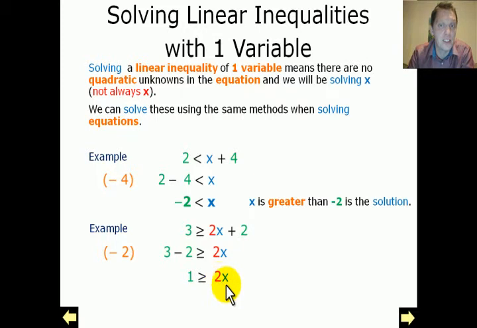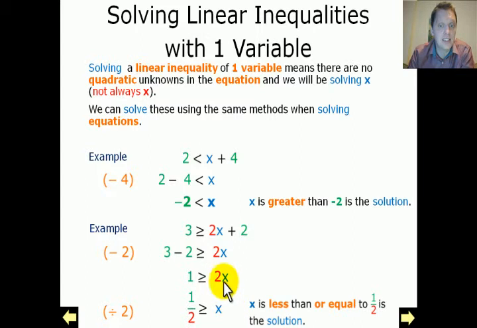But just the same with equations, we are looking to find out the value of just a single x. So if we divide both sides by 2, our 2x becomes a single x. And now we've actually solved this, where x is smaller than or equal to a half.